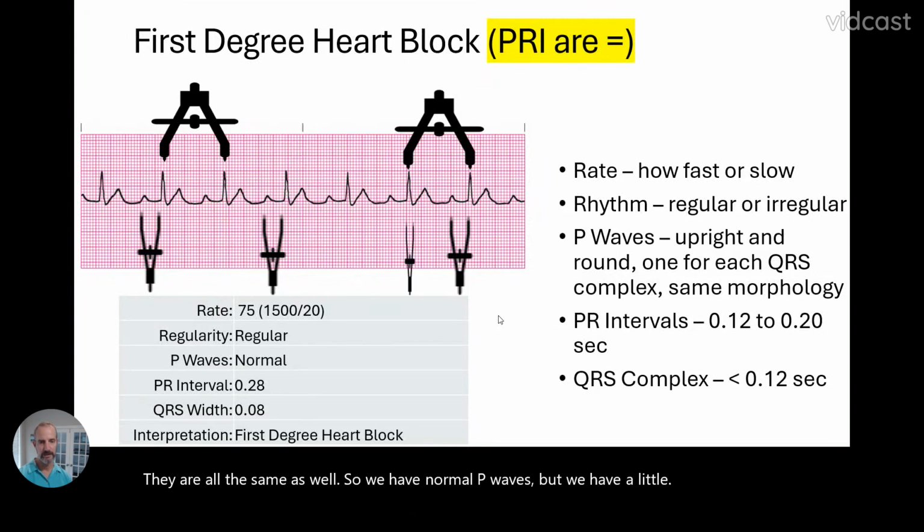Our QRS width is next. It is less than 0.12 seconds, so the QRS width is normal. So we interpret this as a first degree heart block. And again, I emphasize, all of the PRIs are equal, but they are longer than 0.20.